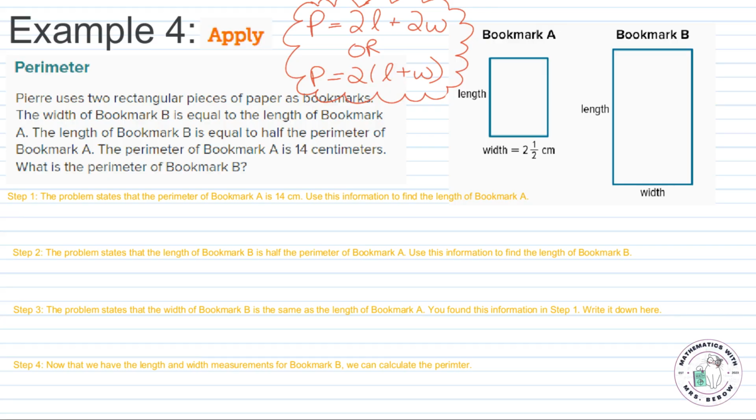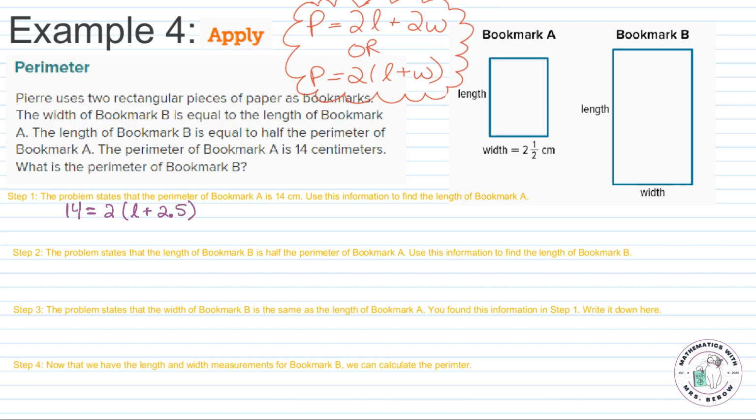So let's take this step by step. Step 1 states that the problem is telling us that the perimeter of bookmark A is 14 centimeters. So we're going to use this information to find the length of bookmark A. That's the first thing we need to do. So we can write down that we know, again, the perimeter is 14. So we're going to have 14 equals, and I'm going to go ahead and use the parenthesis form of our perimeter formula, so 2, and in parentheses we're going to have the length, which is unknown, plus our width, which we do know is 2.5, which I'm just going to write as a decimal.